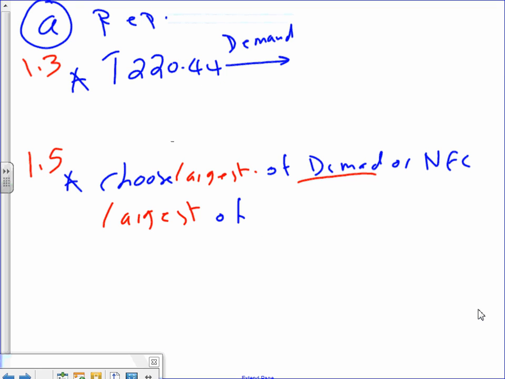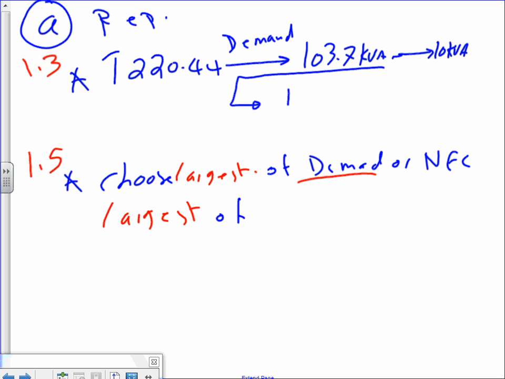So remember that our number was 103.7 kVA, right? I'm going to apply the rule to it. The first 10 kVA shall not be touched, leave it alone. Then you take 103.7 minus 10 kVA, and you cut that by 0.5. And then add them up.